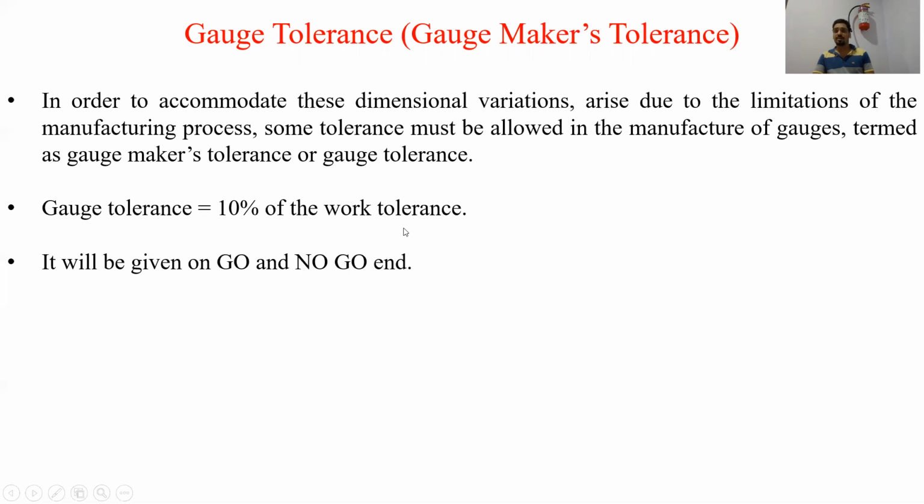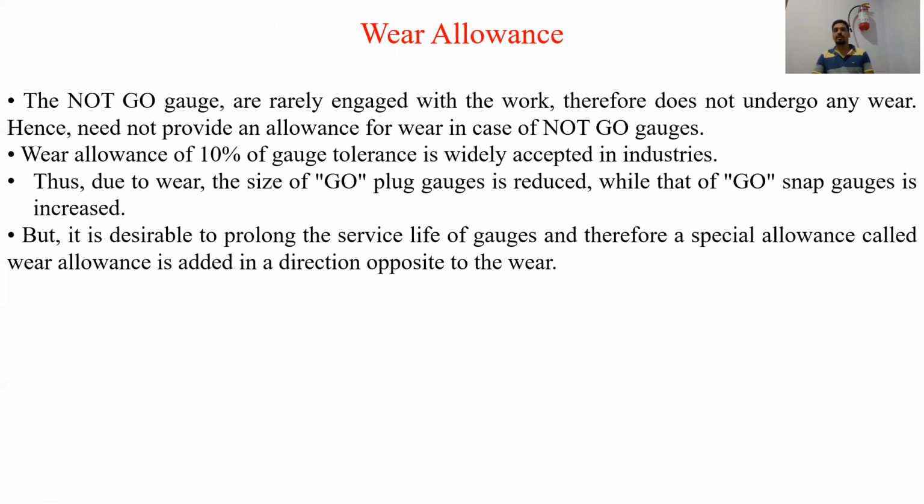Let us suppose our work tolerance is 0.04. So what will be the gauge tolerance in this case? Gauge tolerance will be 10% of 0.04. It will be 0.004. And it will be provided on both the ends, that is the go end and the no go end, because both the ends are manufactured. So this is the gauge tolerance.